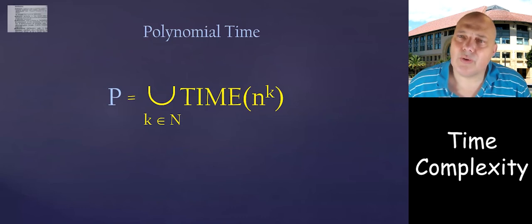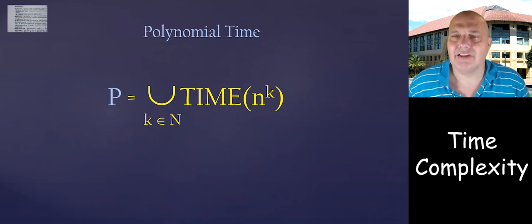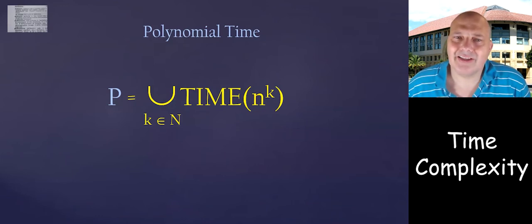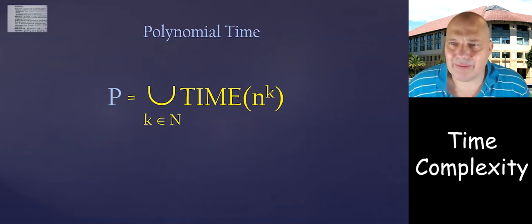But it also kind of suggests this notion of polynomial time, which is the union of time n to the k for every k in N. So every problem that can be solved by some Turing machine that runs in some polynomial time is in P. And in some sense, we want to call it efficient. There is an entire debate about it.